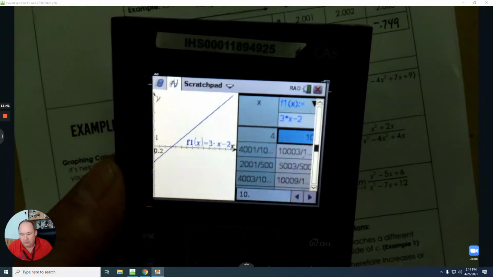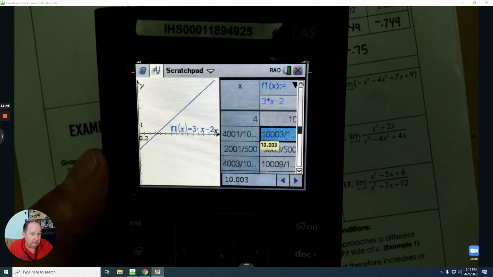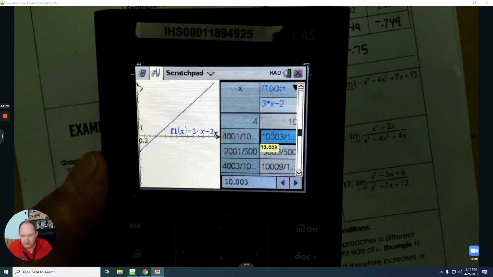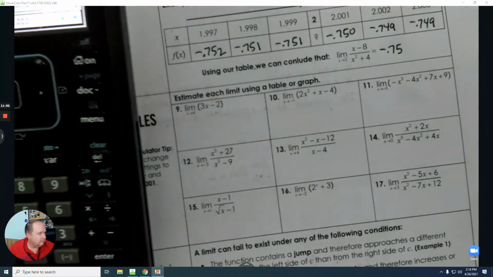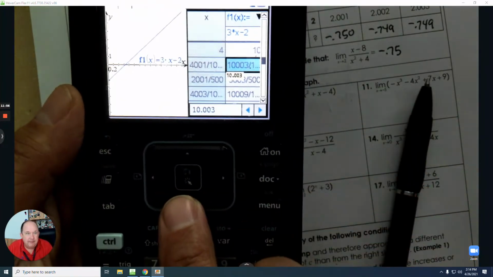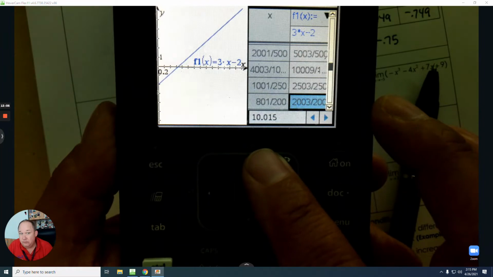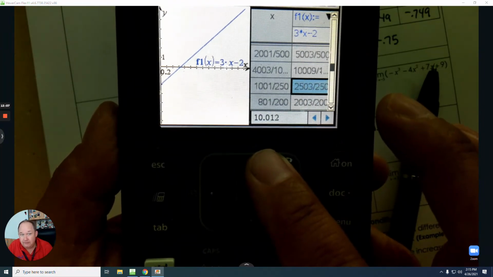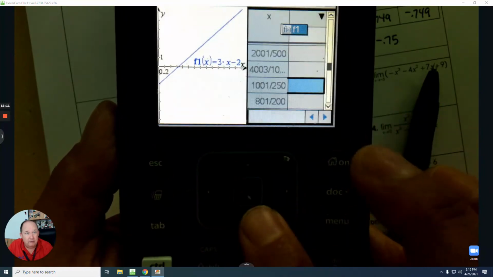Let's go menu, table. Notice that it will also give you the same answer as a decimal as you highlight over it. So if I look at the table, coming in from the left or from the right, you can see the answer is 10.015, 10.012, 10. And it goes from there.